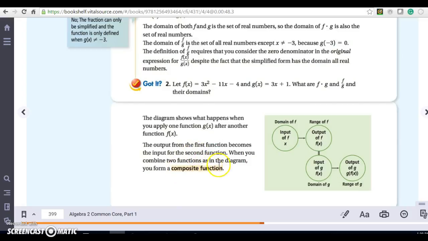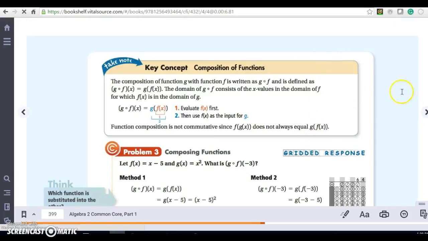When you combine two functions, as in the diagram, you form a composite function. So let's look at what they're talking about. Maybe an example can help. Well, let's look at the key concept first.